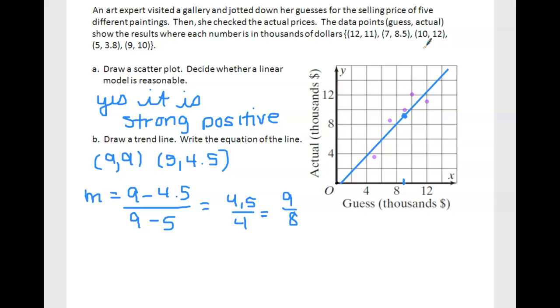To get the equation of a line, you need to use a point and your slope. So I might say y minus 9 equals 9/8 x minus 9.